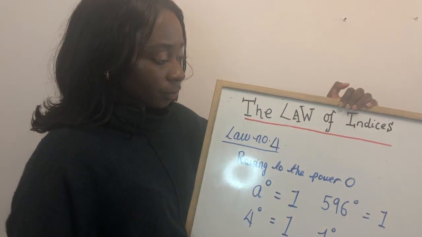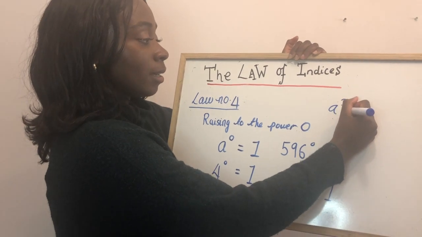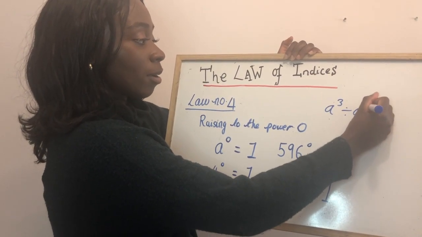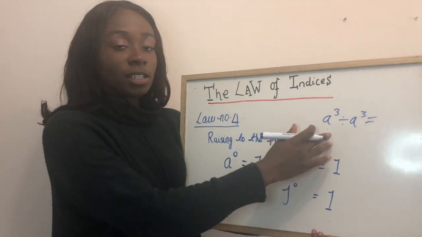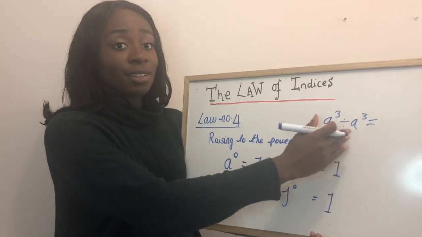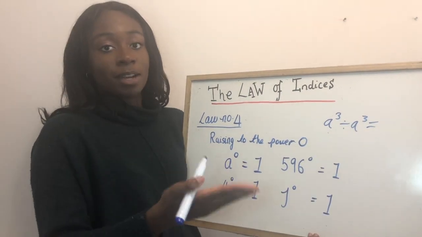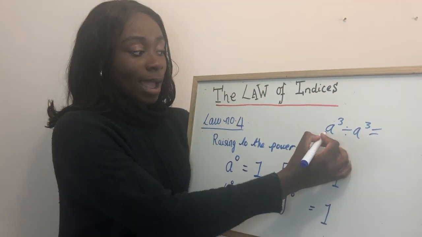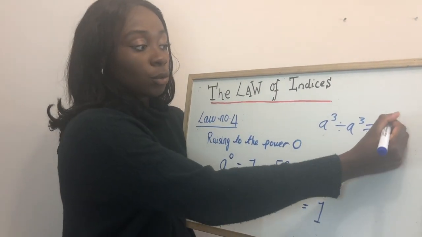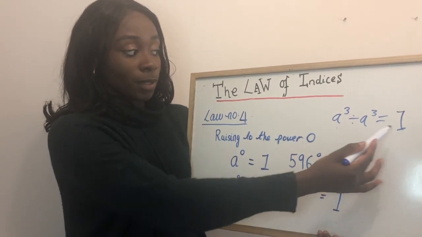So for example, let's say we have a to the power 3 divided by a to the power 3. What does this equal? This is going to equal 1 because anything divided by itself equals 1. So for example, 5 divided by 5 equals 1, 4 divided by 4 equals 1. Therefore, anything divided by itself equals 1. And this is why anything to the power 0 equals 1.